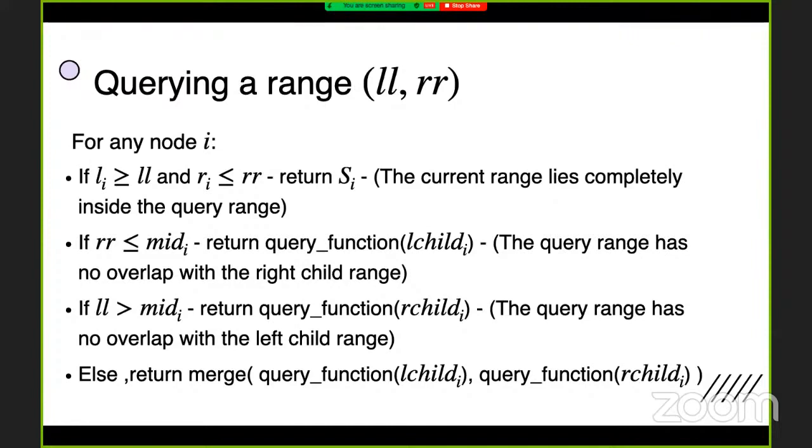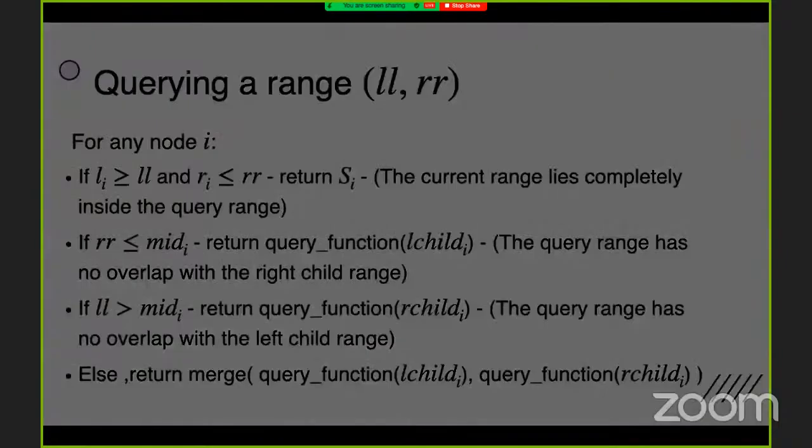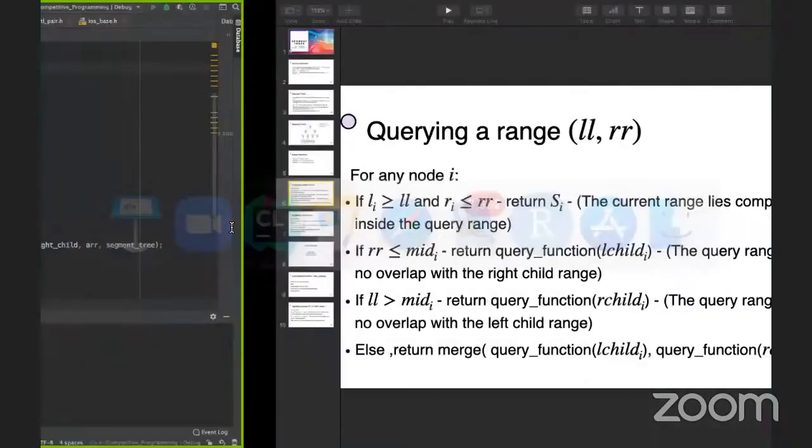For any node I that we're on, the range we want to query is bounded by LL and RR. So the node's range is Li and Ri, and the query range is LL and RR. I don't want you guys to confuse this, so I'm just clarifying once.